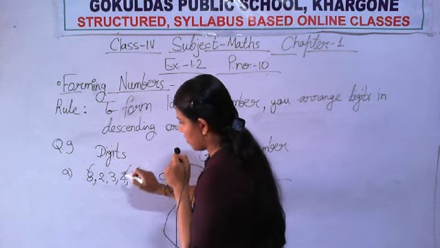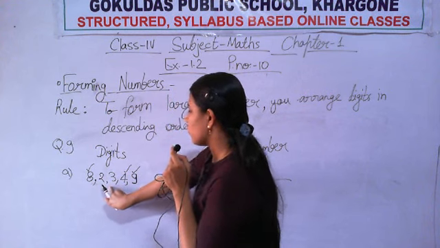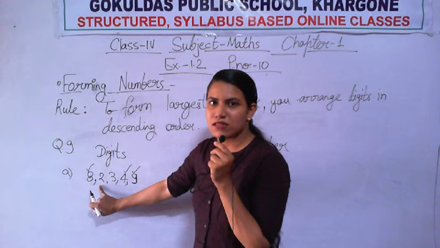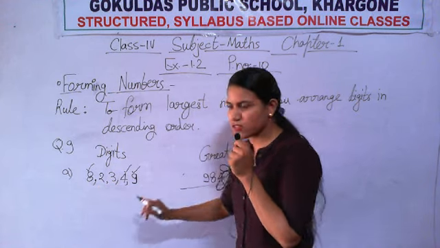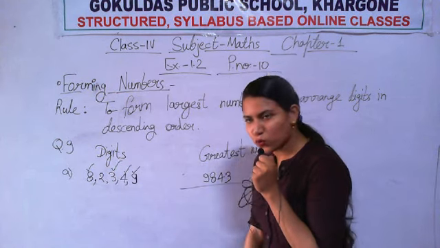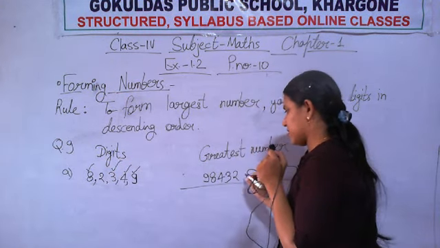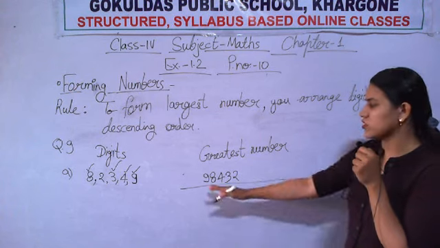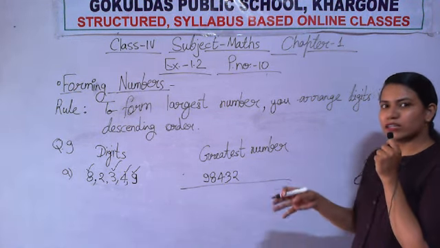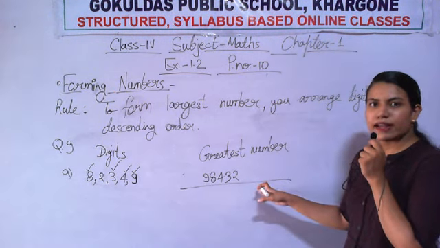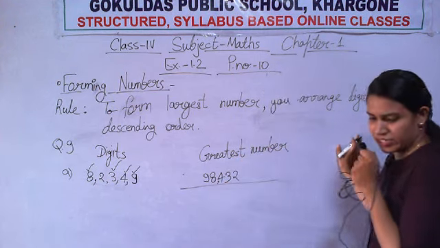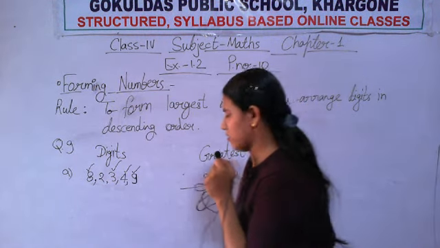Now, is 3 the largest or 2 the largest among these two? 3 is the largest. So you will write 3 here, right? So you have done with 3, and the remaining digit 2 you write at the last place. So this is how you write the greatest number. You arrange all the digits in descending order. We will do the other part also, but first do this part.